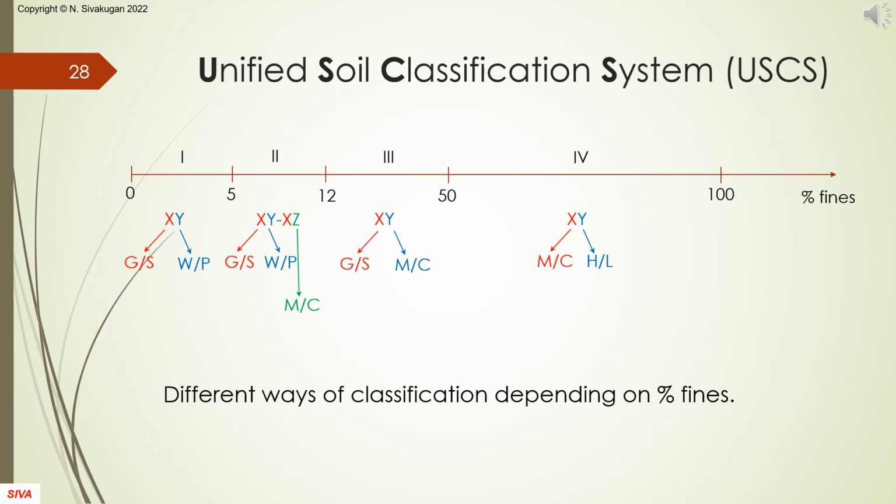In USCS, we assign the symbol based on the percentage of fines in the soil. The standard symbol is XY, where X is the major soil group and Y is the descriptor. Only when the percent fines is 5 to 12, we give a dual symbol as XY-XZ.